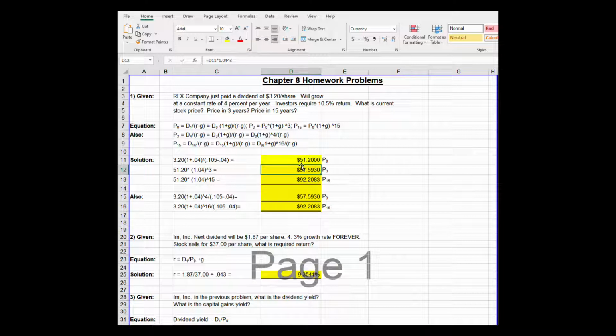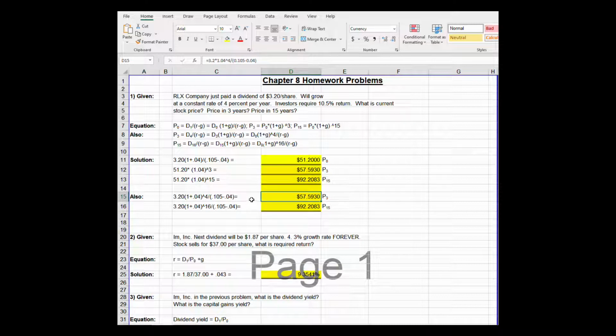For P3, that's equal to D4 over R minus G, or it's also equal to P0 times 1 plus G to the third. So there are two ways to calculate it. This is using the price, and basically it's chapter 5 all over again. In the second one, I took today's stock price, P0, 51.20, times 1.04 to the third. And for P15, I took today's stock price times 1 plus the growth rate to the 15th to take it out 15 years, giving 92.21.